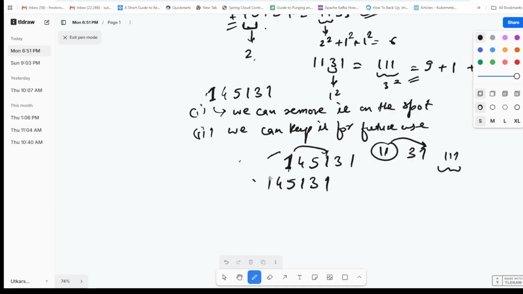So what we did, for every character we have two choices. We can remove it on the spot. If we remove it, it will simply contribute 1 square length. Second, we will not remove it immediately. Instead, we will keep it for our future use. It is possible that in the future we may encounter a similar character and both lengths will combine.